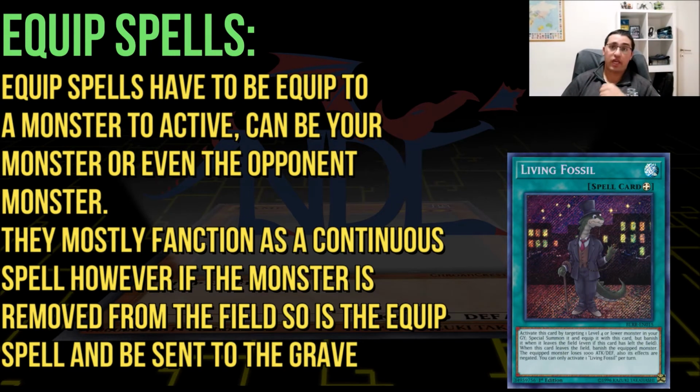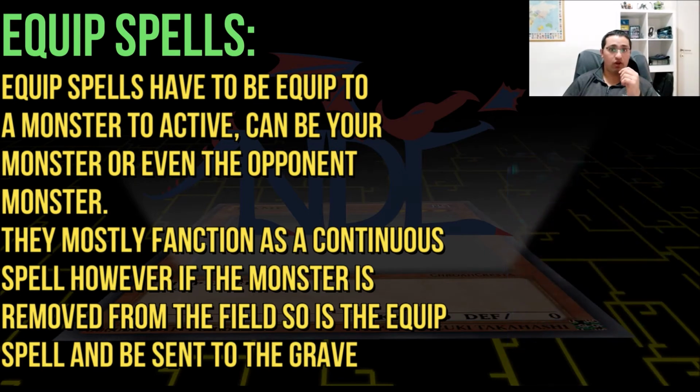Then the next category is Equip Spells, which are basically continuous spells, but they have to be equipped to a monster, either your own monster or the opponent's monster. They're even more susceptible than continuous spells, because the moment the monster is removed from the field, they will be destroyed. They're basically the same as continuous spells. They have their effect continually going on as a continuous aura, but once the monster they're equipped to is removed, they'll be sent to the graveyard.